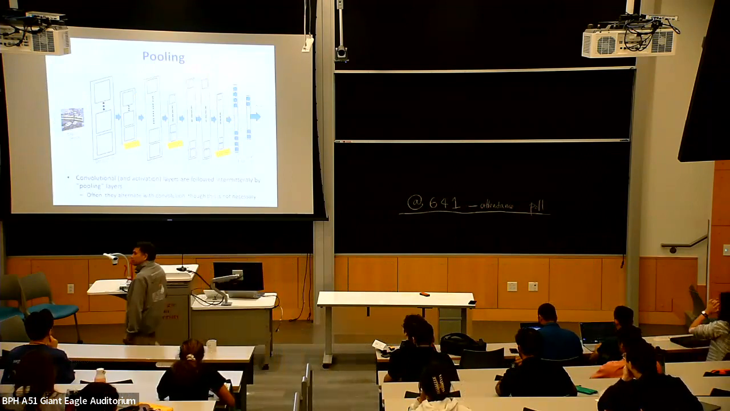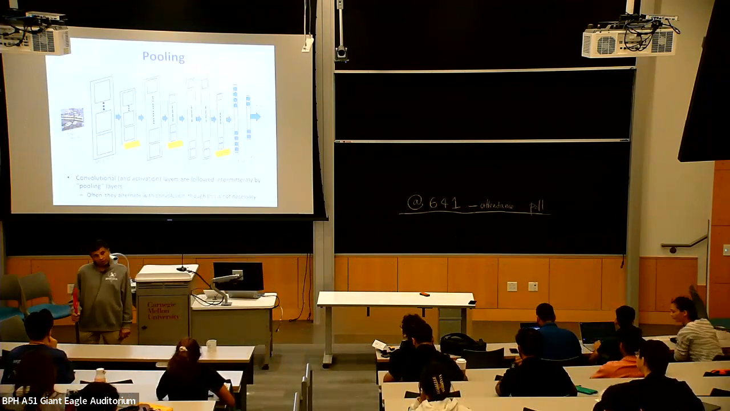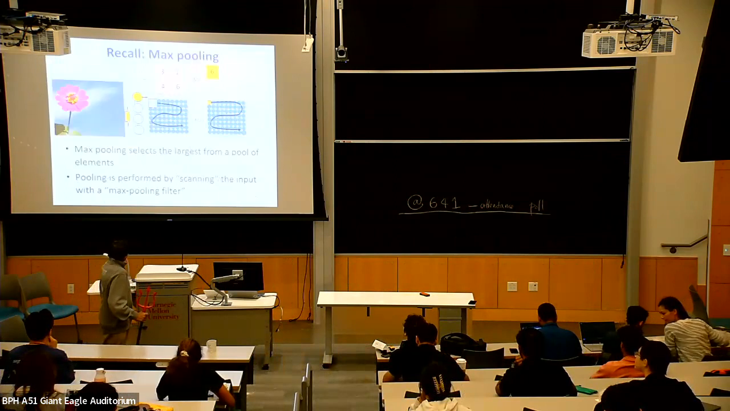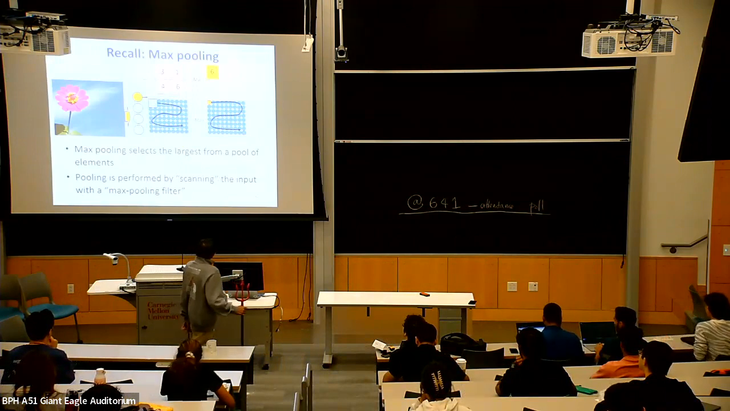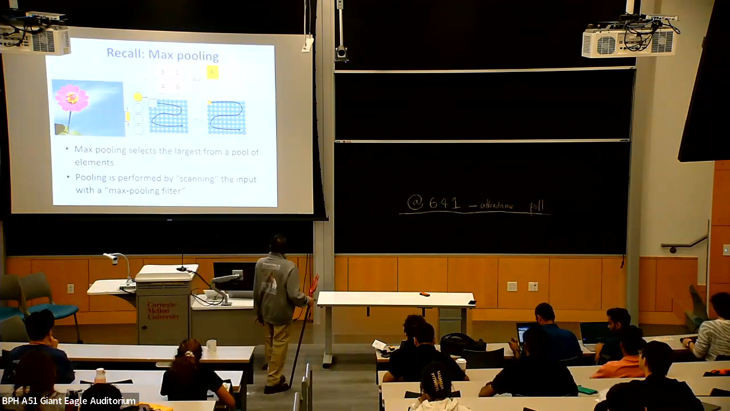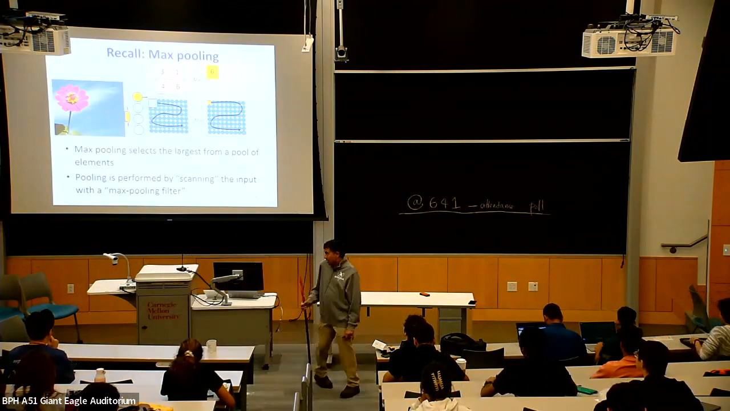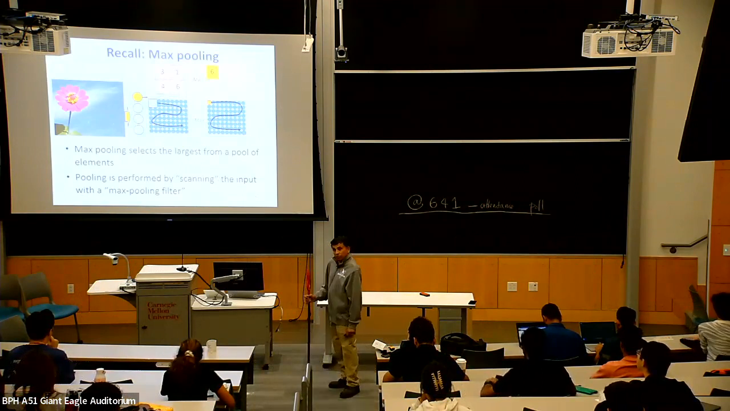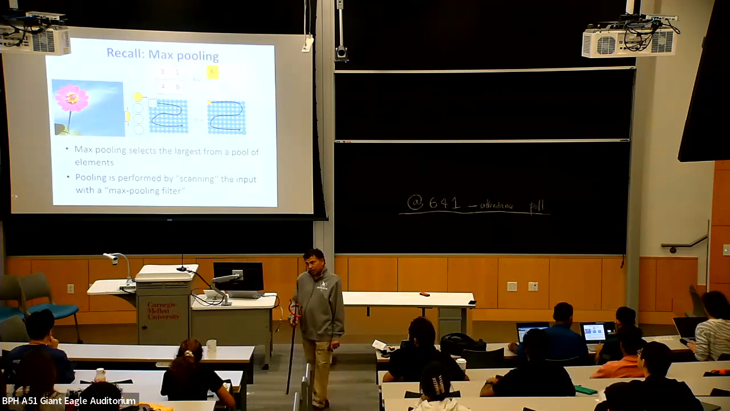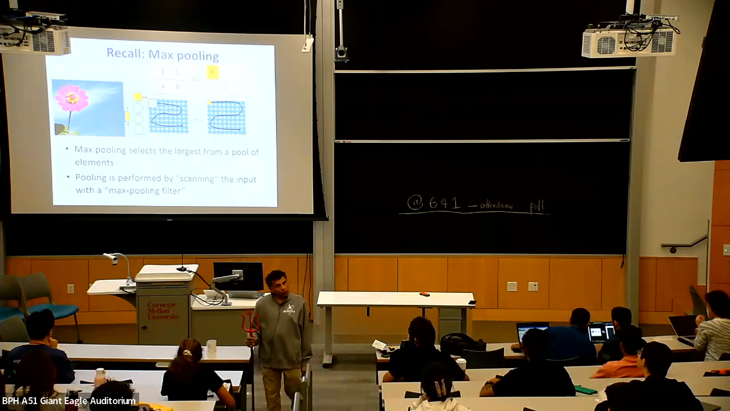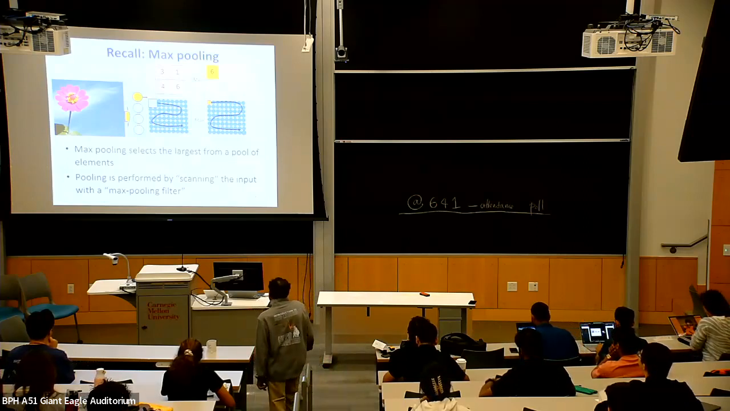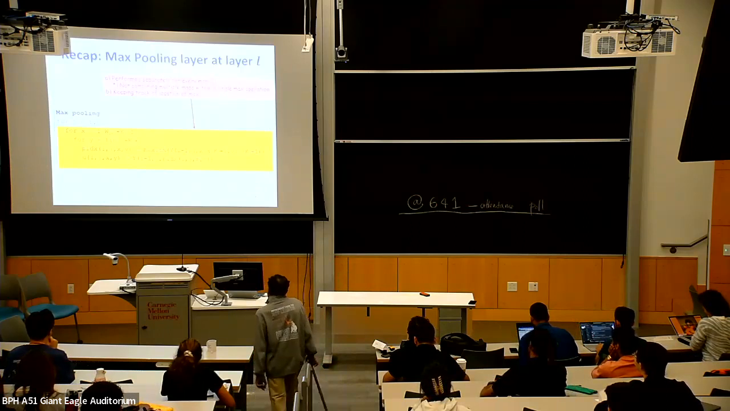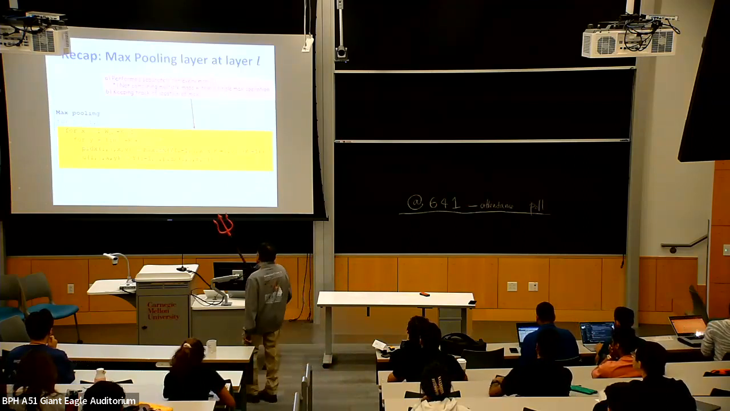The other type of computation here is pooling, where you have different kinds of pooling. Max pooling selects the largest from a pool of elements, where the pooling itself is performed by scanning the input with a max pooling filter. That's the terminology over here. The size of the filter is the window over which you're picking the largest element, and it just scans the input. So at each position, you'll be sliding left to right, top to bottom.